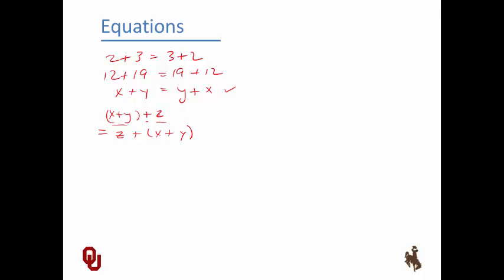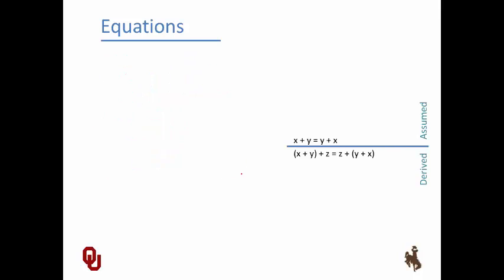We can also interchange the order of the operands on this term, and now we have z plus y plus x. And now we've derived two new equations, one of which is x plus y plus z is the same as z plus y plus x. Of course, we already knew that we could add the numbers in any order, but this shows how that fact comes from the simpler one with just two numbers.